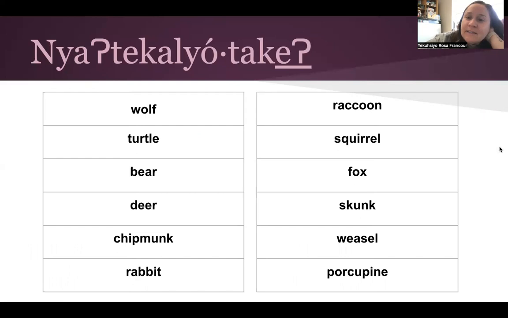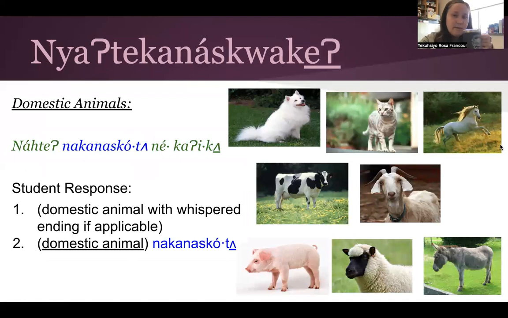You can also screenshot this. You can print it and you can cut that up and just, again, do the matching or the memory game. Just pick it up and it says wolf. Okay, wolf is Otahyun. It just helps you. It's another tool to help you practice, to help you study. Let's do this one with the domestic animals.